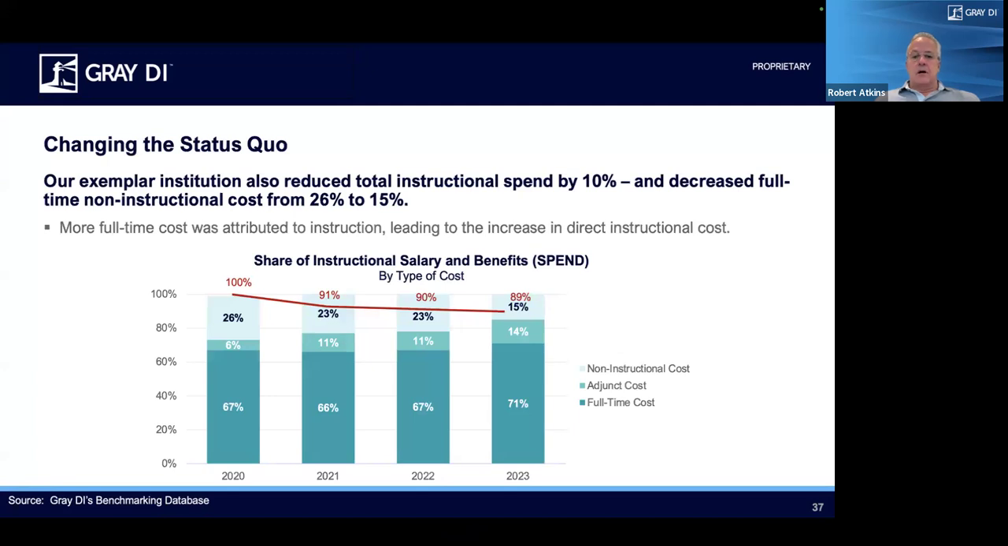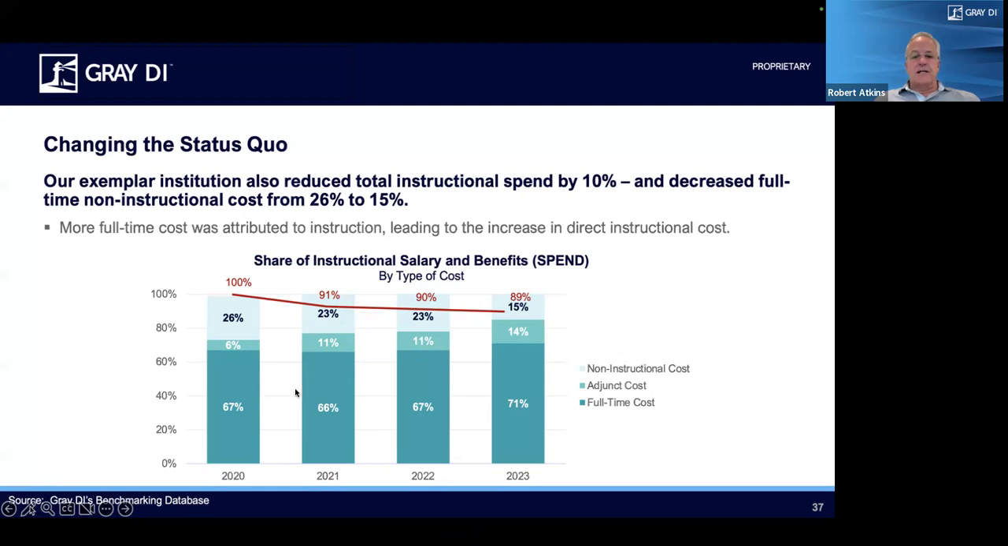When we look at cost, though, we get a different story. So first of all, the overall cost in our exemplar, now we're going to shift here to talk about an exemplar institution. They did manage to reduce their total cost by almost 10%. But they did something else that's really important.